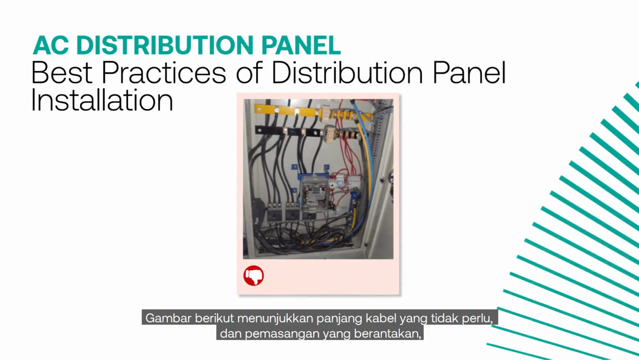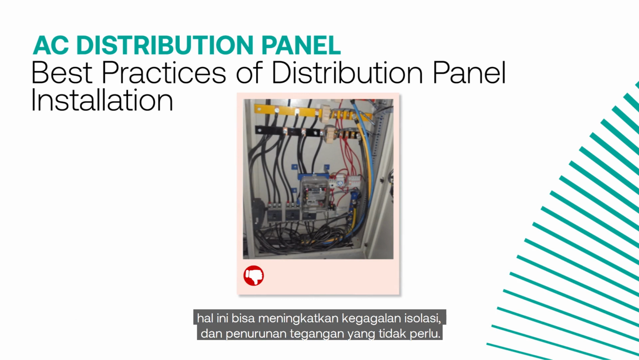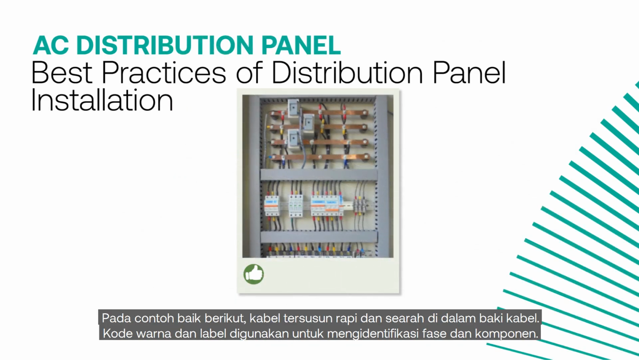This picture shows unnecessary cable length and messy installation that may increase the risk of insulation failure and unnecessary voltage drop. In this good example, cables are neatly wired and routed inside the cable tray. Color codes and labels are used to identify phases and components.